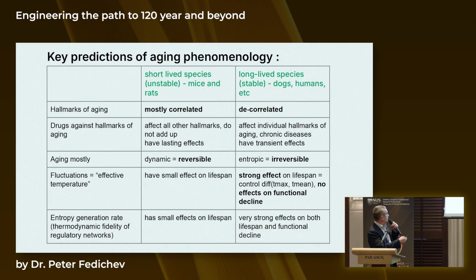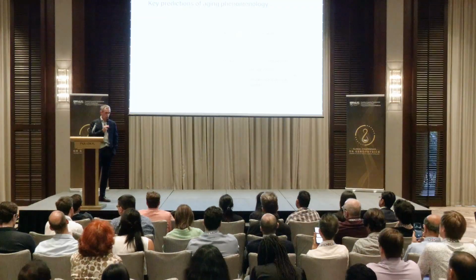Aging is mostly reversible in short-lived species, and entropic and irreversible in long-lived species. Fluctuations, this effective temperature, have a small effect on lifespan in short-lived species, and will have a very strong effect in long-lived species, where the difference between maximum and average lifespan is 40 years. So basically that's it. We propose to focus on noise in long-lived species rather than on individual hallmarks, because we believe that can increase lifespan by 40 years, maybe. That's very feasible to do.